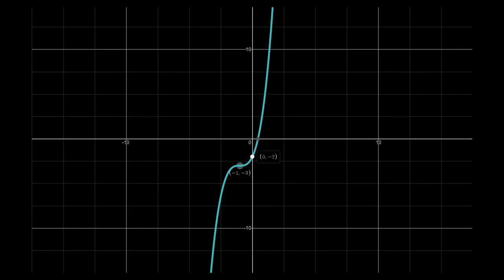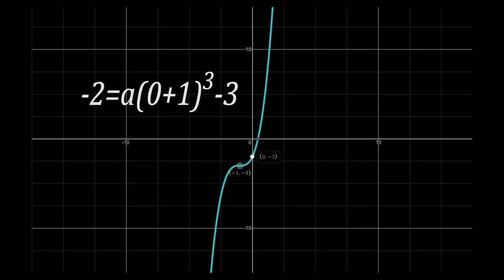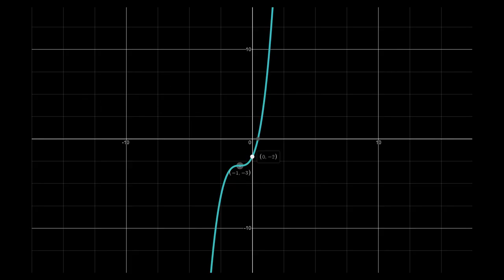Let's do a cubic function now. This graph has a middle point of (−1, −3). Plug that into the equation. Now let's pick a point. I will use point (0, −2). Plug that in and solve for the a value. The a value you should get is 1, because there is no stretching or compressing of the graph. So the final equation you should get is y = (x + 1)³ − 3.